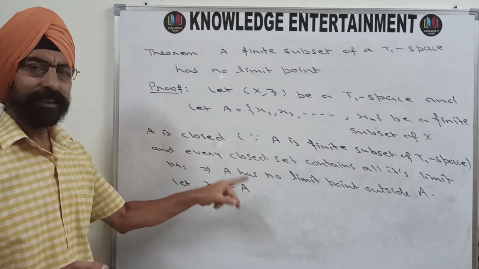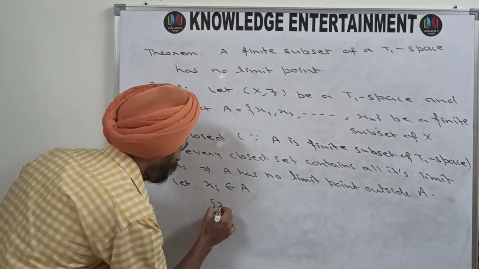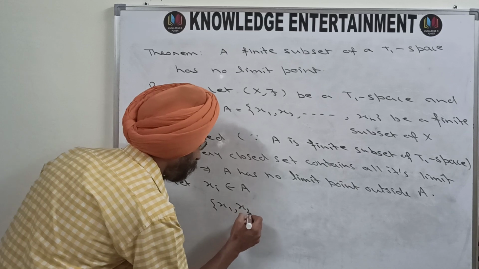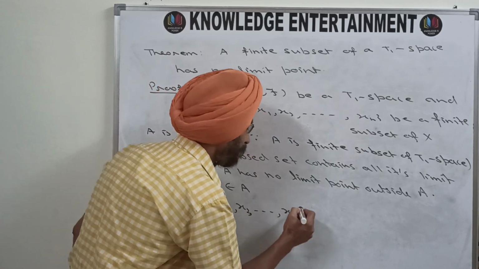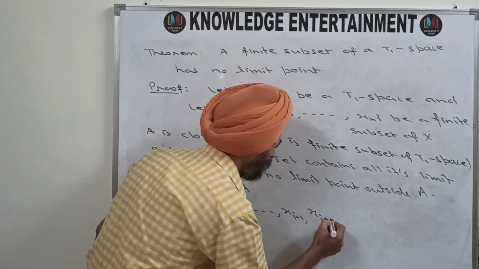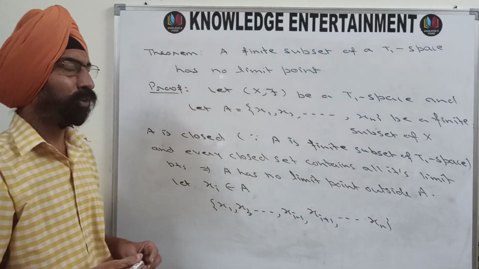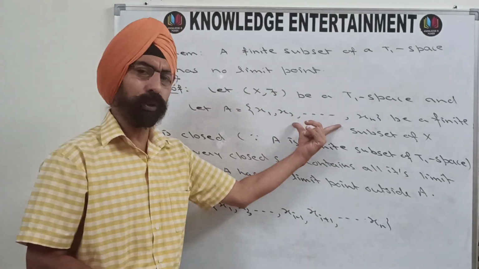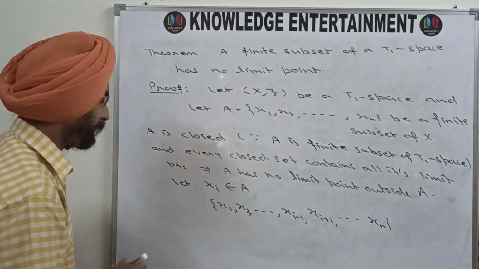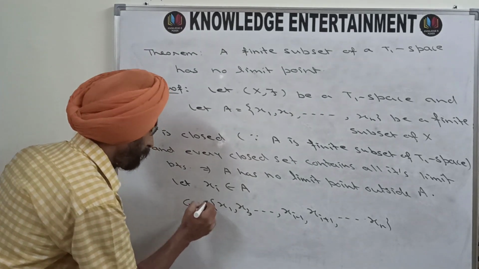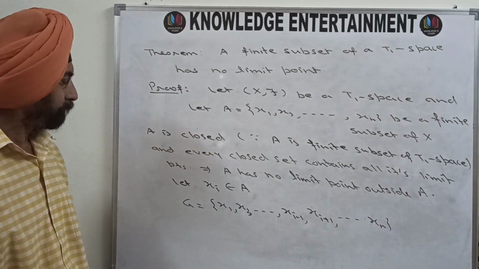Now xi is an element of A. Now consider this set: x1, x2, move up to xi minus 1, leave xi, xi plus 1, and once again up to xn. That means what we have done, we have excluded the element xi from here. So this set G I am taking. This set G, I am writing this set.